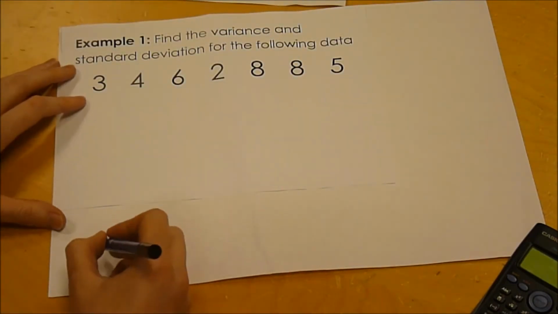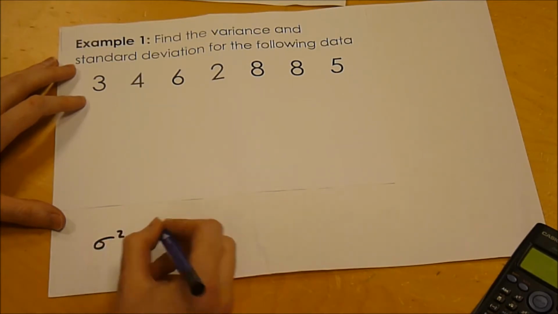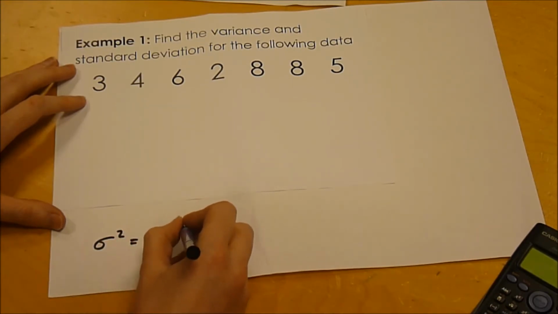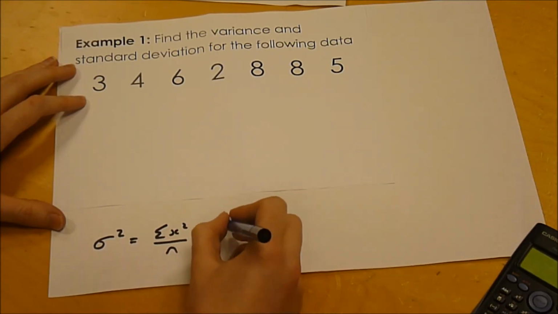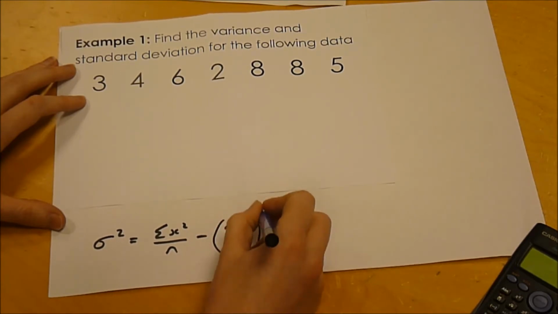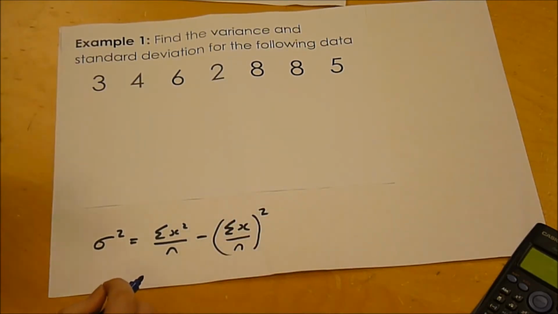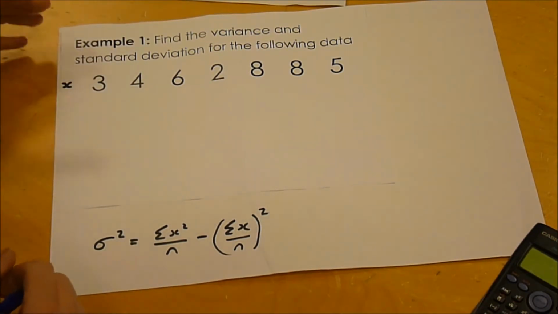Right, I'm going to write it down at the bottom here so I can see what I'm using. This is the variance, sigma squared, equals the sum of x squared divided by n, the mean of the squares, take away the square of the mean. There's the mean, let's square that there. Now, these are my x values for this data, and we've got to find the variance and standard deviation.